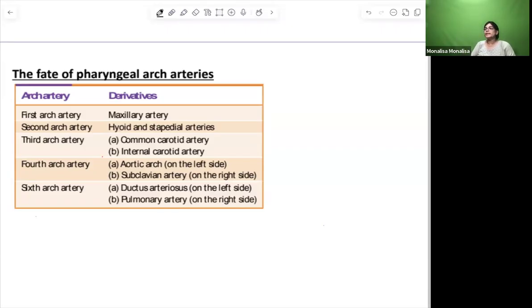So we know that different arteries have different sources of development. How am I going to memorize it? I am going from above to down. So we know maxilla is above, so the maxillary artery; hyoid and stapedial is the second arch artery. Internal and common carotid artery, third. Arch of aorta slightly lower down, fourth, and sixth arch artery, lungs, pulmonary artery and ductus arteriosus.